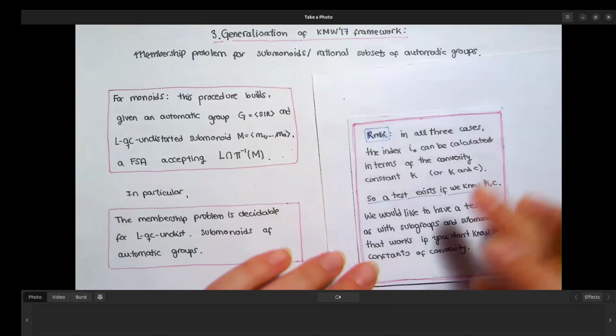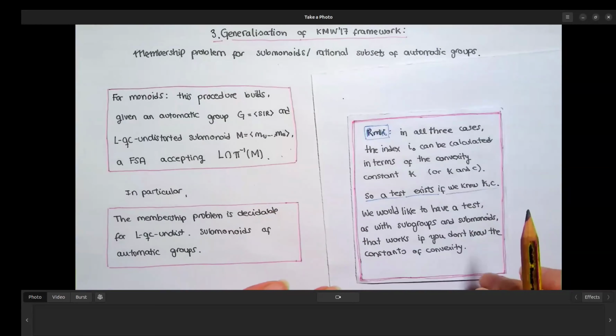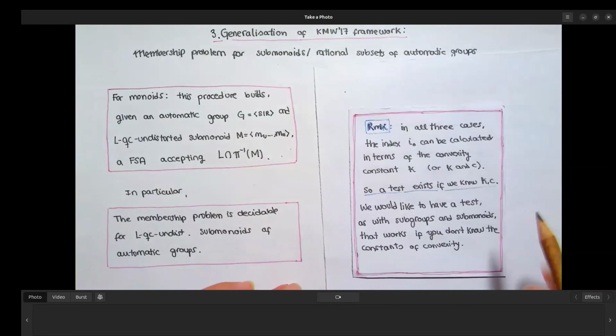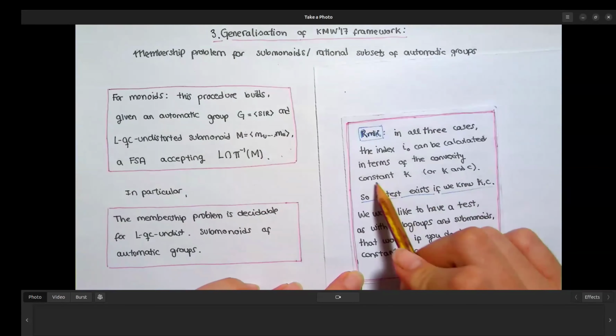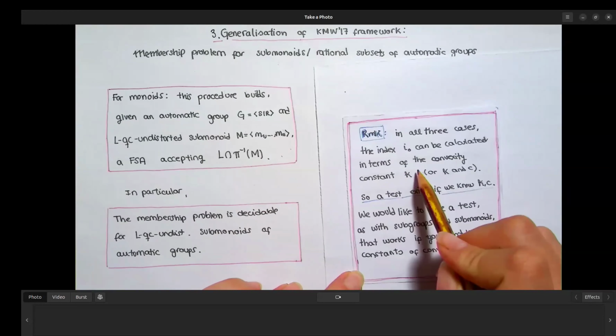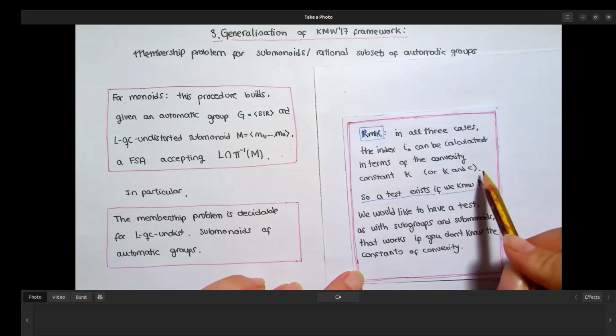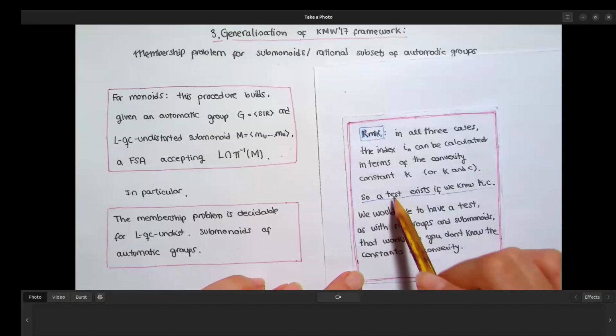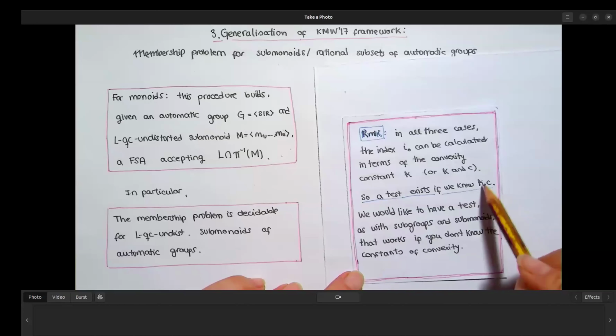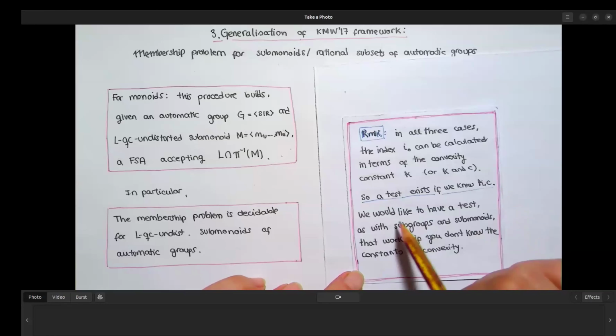And for the case of rational subsets, I forgot to tell you something. In all three cases, the iteration I0 that we need to stop at can be calculated if we know the constants of convexity. So K in the first two cases, and K and C in the last case. So actually a test exists if we are granted that we know K and C. What we struggle with is building a test that doesn't use them.